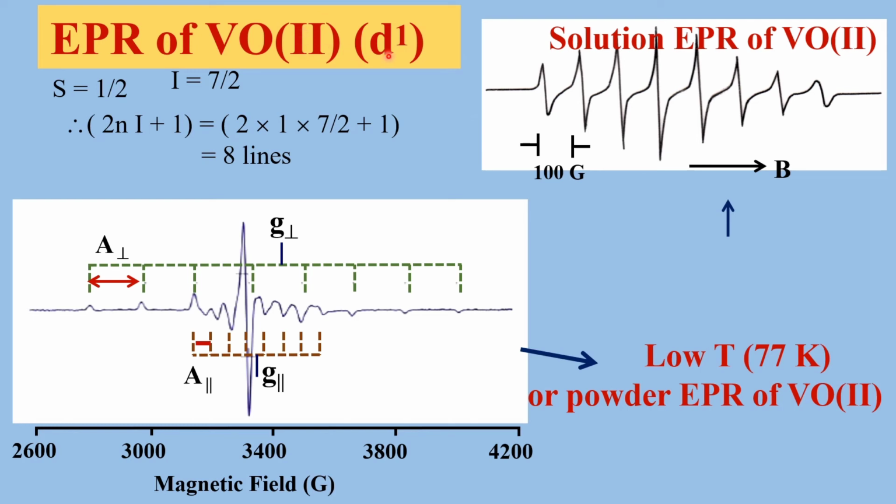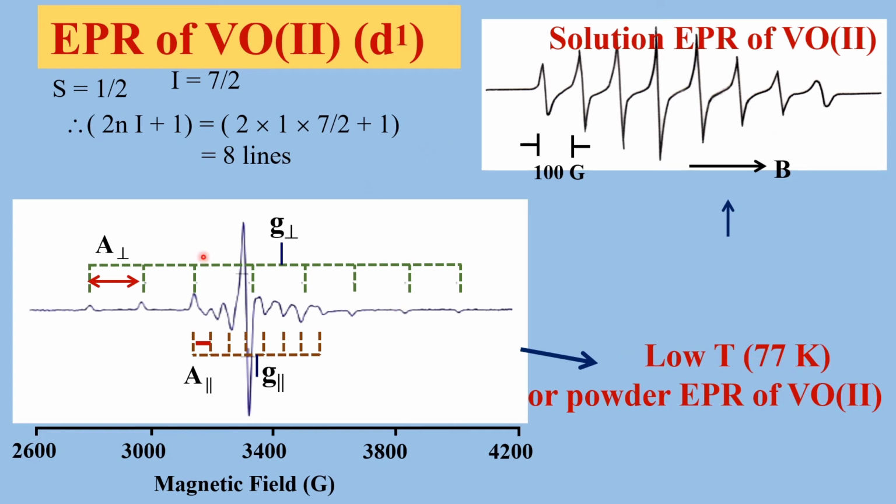EPR spectra of vanadium ion, it is a d1 species. The I value for vanadium is 7/2. Therefore, the unpaired electron couples with the vanadium nucleus to give 8 lines. The solution EPR of vanadium at room temperature gives 8 lines as shown here.